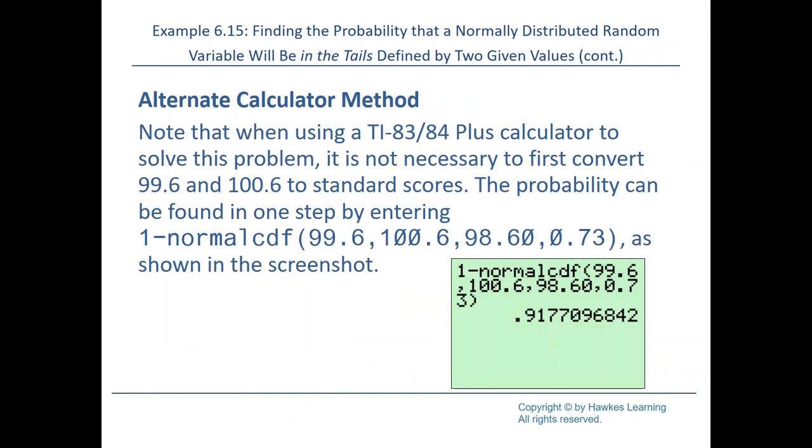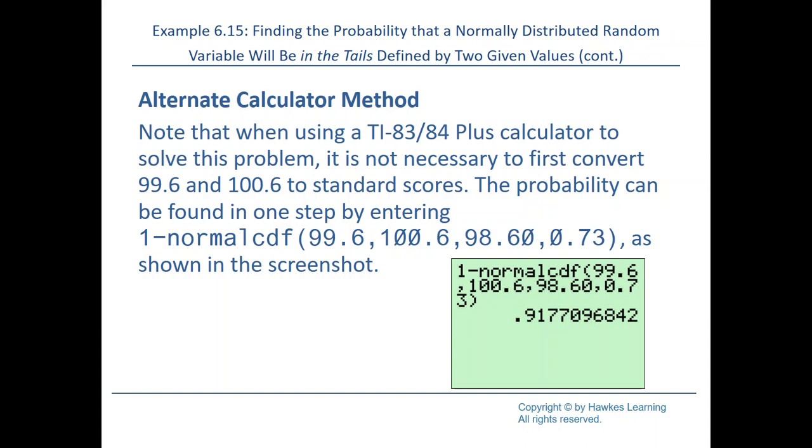In order to do that, remember that we're going to say 1 minus our normal CDF, and then our lower bound in this case is going to be 99.6, and our upper bound is going to be 100.6. I'm going to use my x value mean, which is 98.6, because I'm using 99.6 and 100.6, so I know I'm in my x's here. And my standard deviation for my x's, which is 0.73. And again, you can see that in the screenshot of the calculator here. I know I'm doing this because I'm looking for the area between those two. And you'll get the same answer that we got earlier.